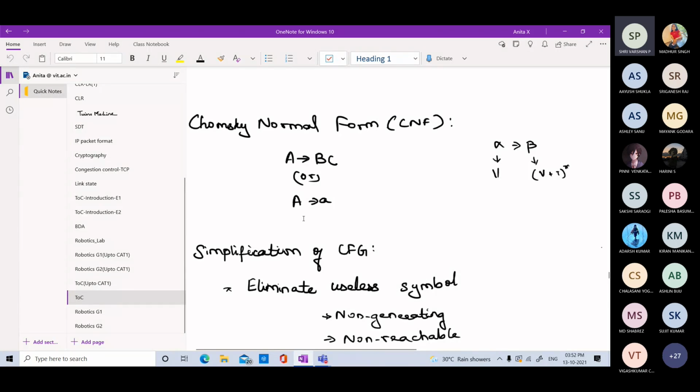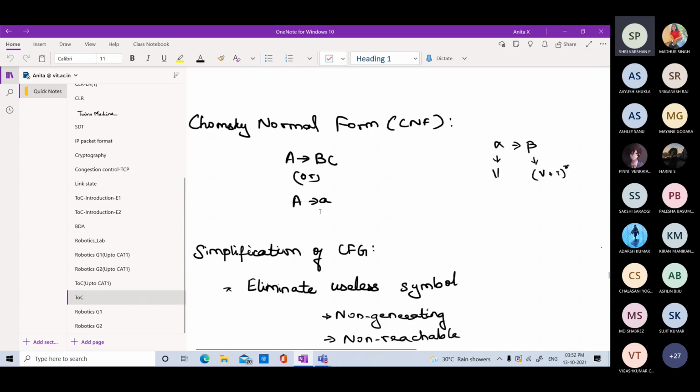Why are we going for CNF? In order to overcome the ambiguity, we are converting the grammar to Chomsky normal form. So what is it? All the productions of the grammar can take only these two formats. That is, we can either have two non-terminals or only one terminal symbol.